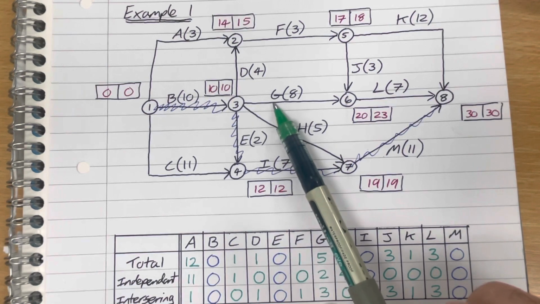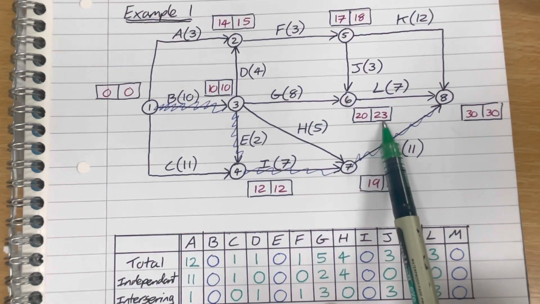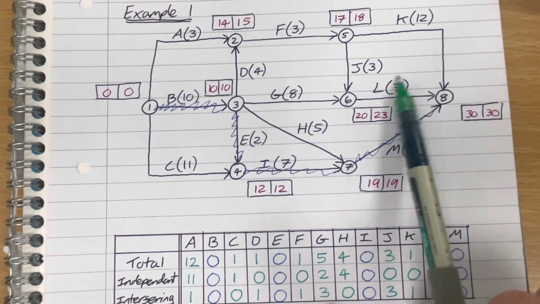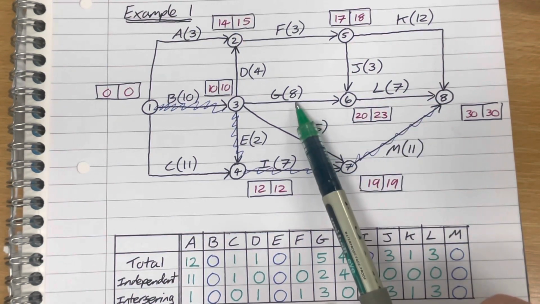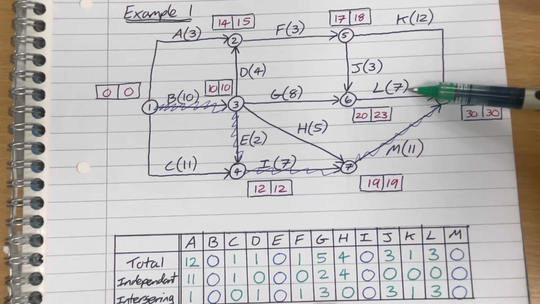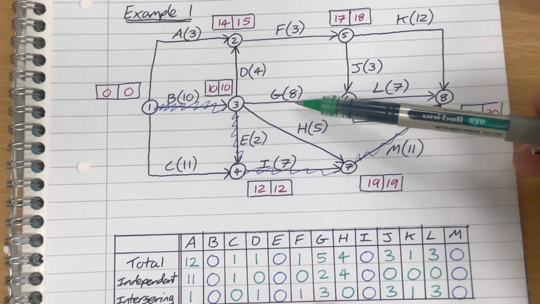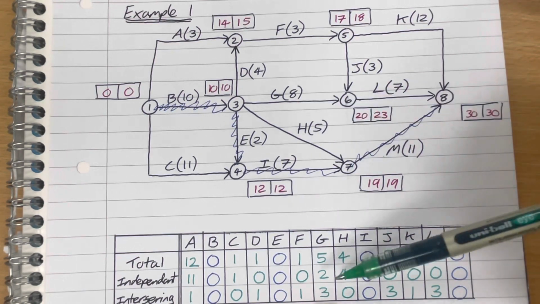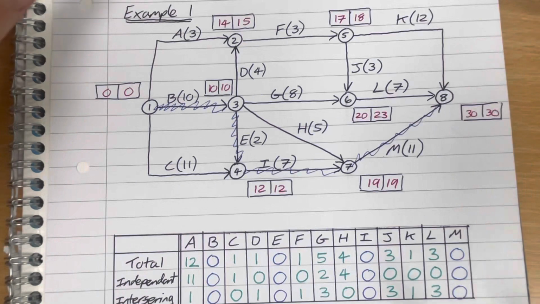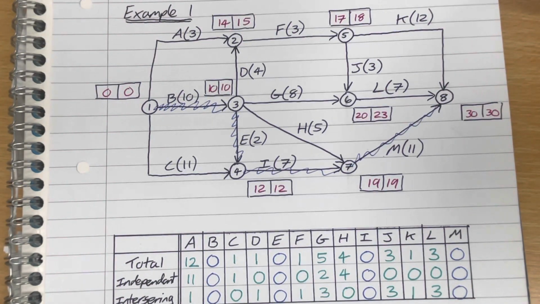However, it can go further, because as long as it's finished by 23, that's fine, but that's going to start to affect activity L. So the last 3 units of float that G has interferes with activity L. So 2 of it is independent and 3 of it is interfering, as illustrated by the table. Okay, so that's the float calculation for that network. I've got one more example. I just want to go through this one as well.